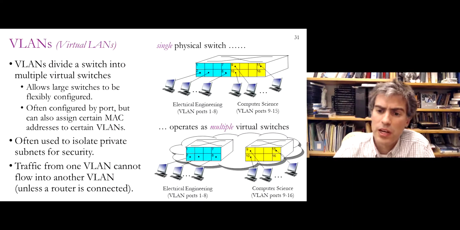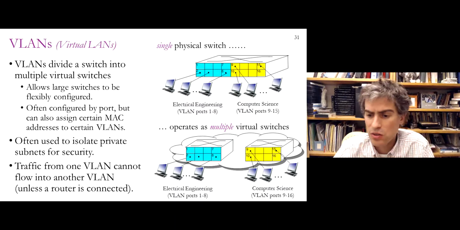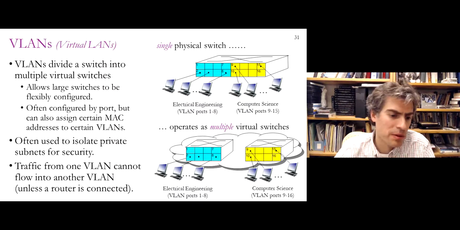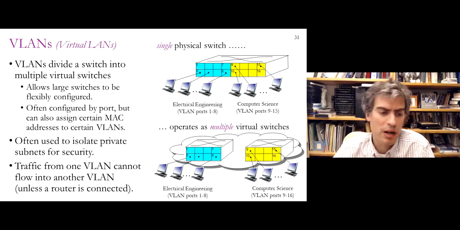If they're connected in this way, then only the blue ones will be able to talk to each other and the yellow ones would be able to talk to each other. Kind of like having two different physical switches. And if you wanted to interconnect them, you could of course put a wire across the two VLANs. This is done to create private subnets to isolate traffic for security reasons.